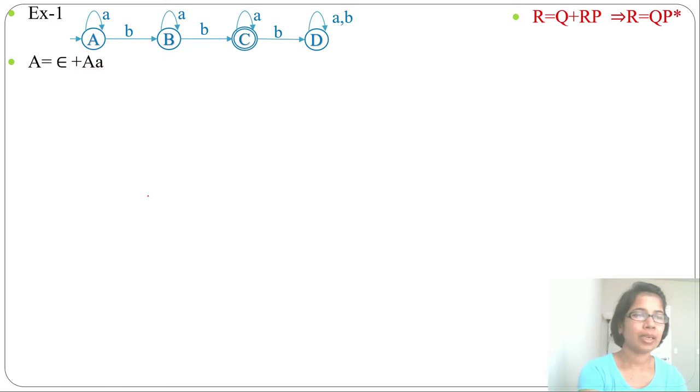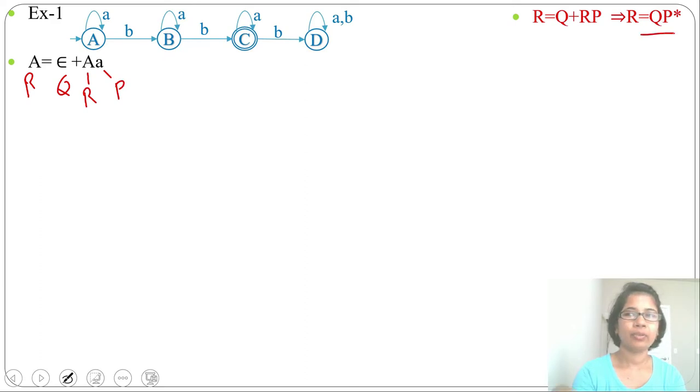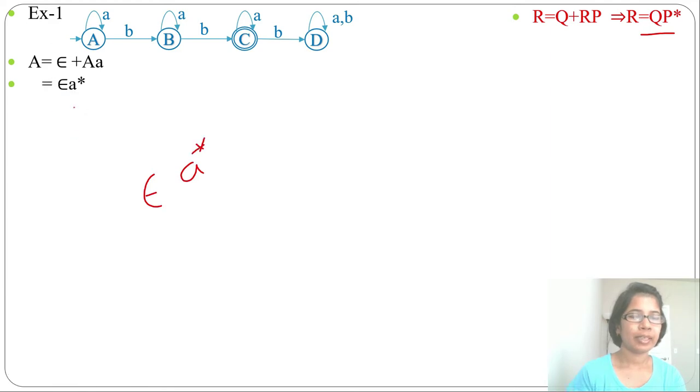Now what is R? R is A, epsilon is Q, and this A is our P. We'll write R equals Q P star, so it will be epsilon then A star. Now we got epsilon A star, epsilon concatenation with A star, that will be A star itself. So the regular expression for A is A Kleene closure.